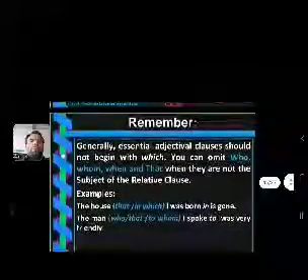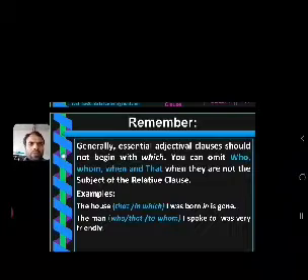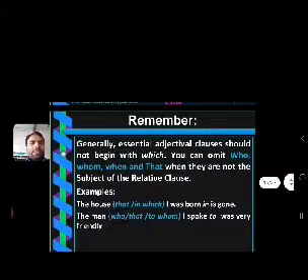Remember some of the important things about the defining relative clause. While using it, you should remember that generally an essential adjective clause should not begin with which. You can omit who, whom, when, and that when they are not the subject of the relative clauses. So that is the important thing.